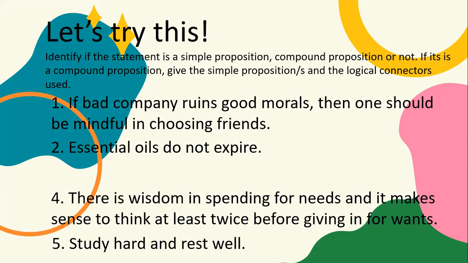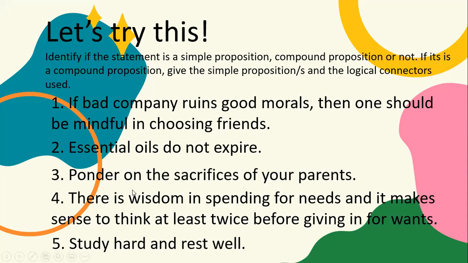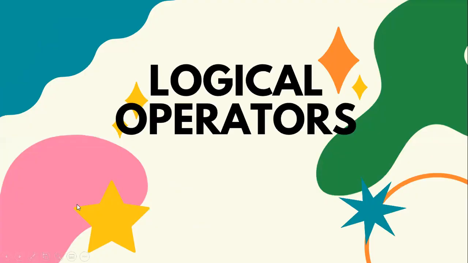Okay. And then the third one, ponder on the sacrifices of your parents. So it's just a simple, not or compound. Ponder on the sacrifices of your parents. This is an example of what kind of sentence, Miko? Imperative po. Imperative. That's why this is not a proposition. Diba? Okay po. So, ganun lang po ang pag-identify ha.